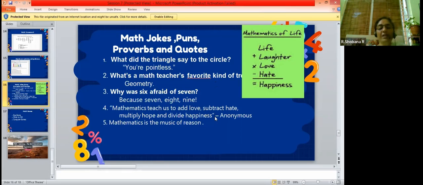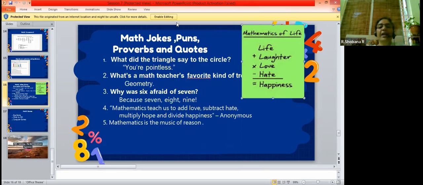Because we always see the child has to like the teacher first, and only then does she end up liking the subject. So let us also include some jokes, puns, proverbs. We can also encourage the children to come up with a maths joke they read somewhere, and come and ask in the class.